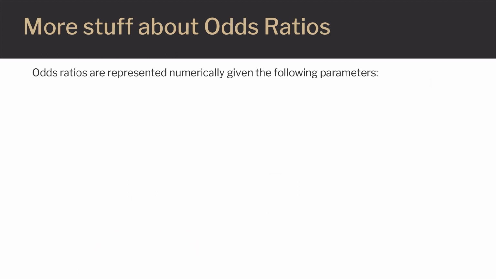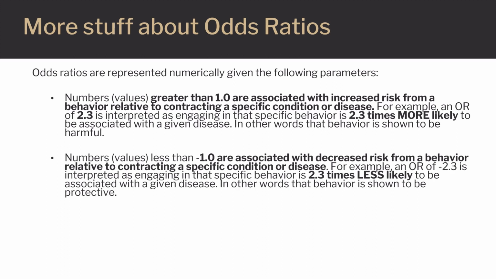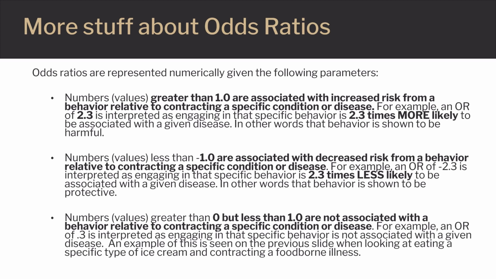This slide illustrates the numerical classifications for odds ratios. Odds ratio values greater than 1.0 are associated with increased risk from a behavior relative to contracting a specific condition or disease, while values less than -1.0 are associated with decreased risk from a behavior relative to contracting a specific condition or disease. Finally, values greater than 0 but less than 1.0 are not associated with a behavior relative to contracting a specific condition or disease.